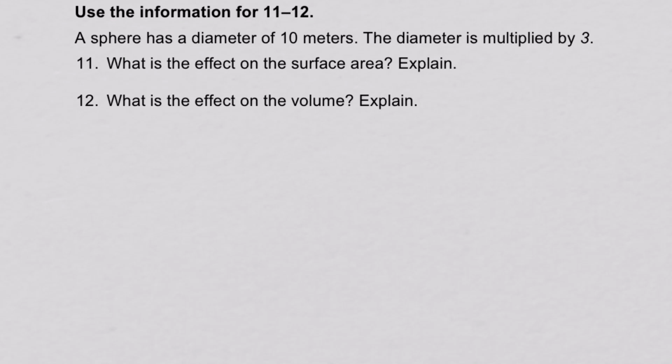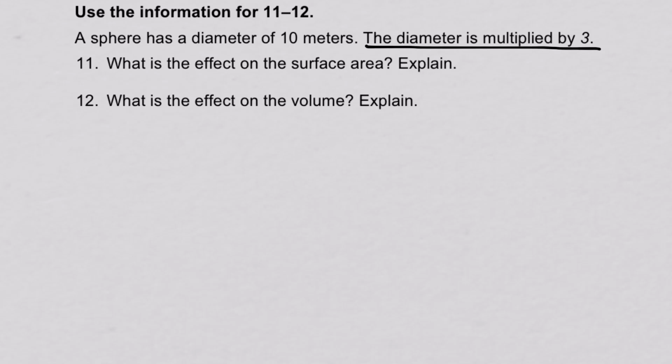Okay, number 11 and 12 are about the same information. A sphere has a diameter of 10 meters. The diameter is multiplied by 3. What happens to the surface area and what happens to the volume? Okay, so we talked about this recently. The diameter is being multiplied by 3. The dimensions are being multiplied by 3.